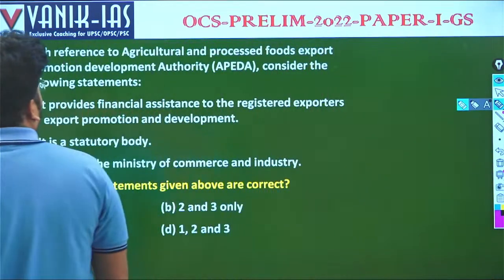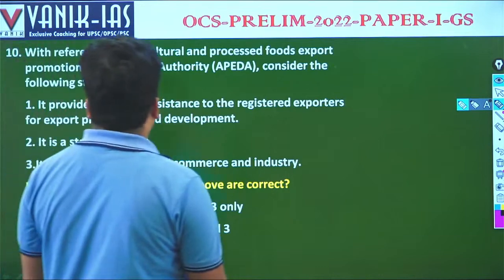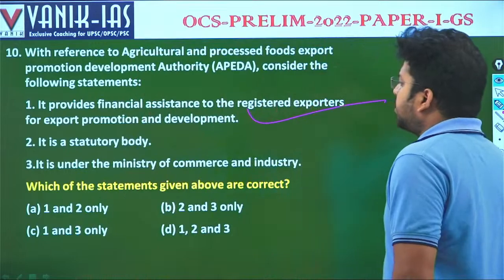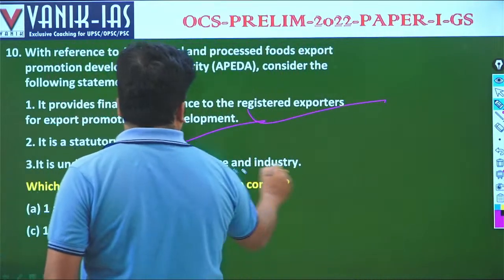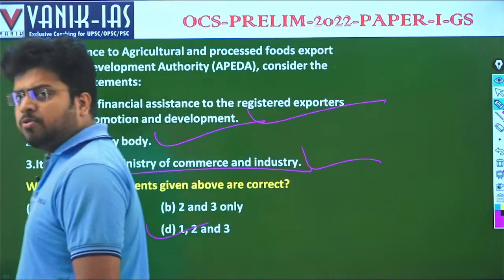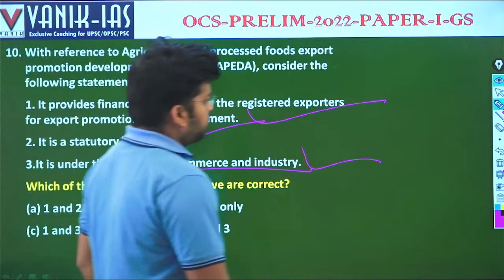With reference to Agricultural and Processed Food Export Promotion Development Authority, APEDA, consider the following statements. It provides financial assistance to registered exporters for export promotion and development. Yes, financial assistance, APEDA, it is very important. It is a statutory body. Yes, it comes from the Ministry of Commerce and Industry. So all the three, especially exporters of food products. So all the options are right regarding APEDA. It's a statutory body also.